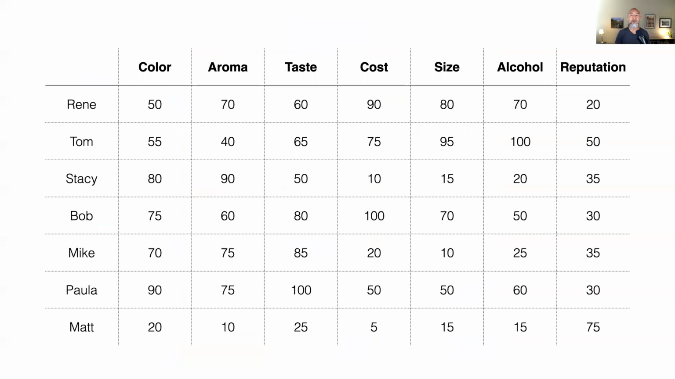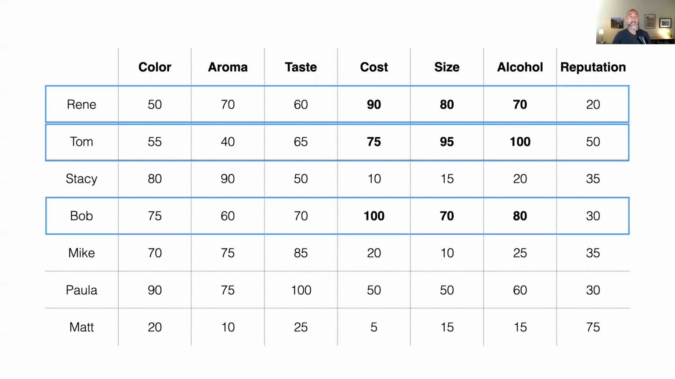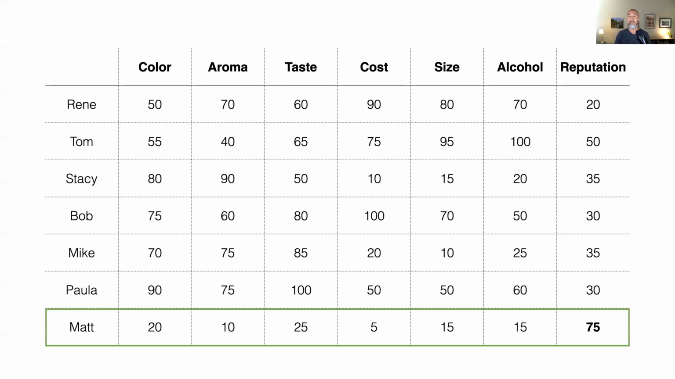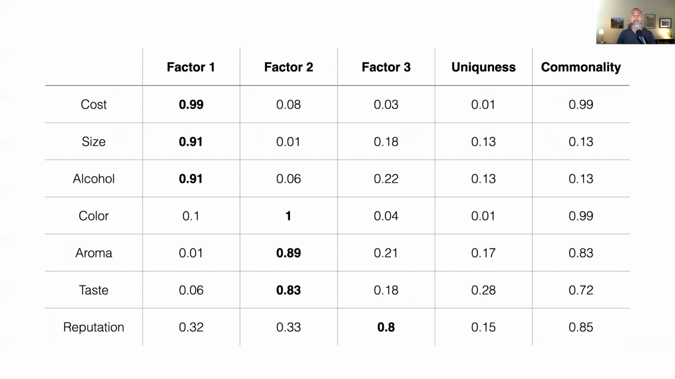Okay. So going back to the original data, this is how the responders responded. It looks like Renee, Tom, Bob score high on the cost, size, alcohol questions. Another group scored high on the quality variables like color, aroma, taste. And some people score high on the reputation. So when you look at the data, there's some kind of trend or pattern like this, and that's what factor analysis is going for.